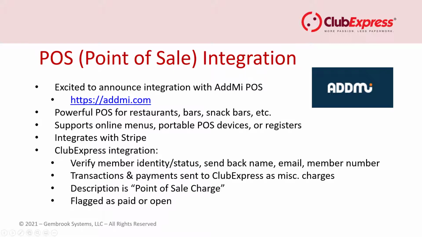So if somebody comes up to your table or comes up to your chair at the bar, you might have a membership card. You might give them your member number. You might give them your name. And you can use all of those methods to actually verify their identity and status.